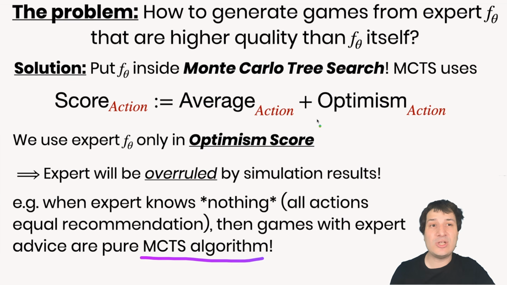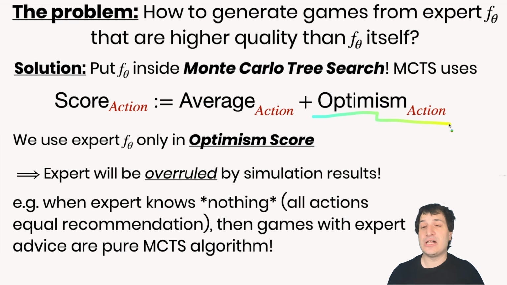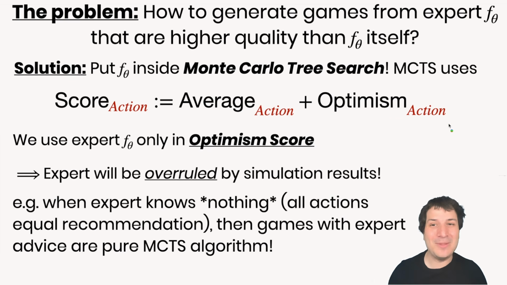So in the situation where the expert doesn't know anything, the optimism bonus is equal for all the moves, and that's what the Monte Carlo Tree Search algorithm does. If you want to know more about this, I really highly recommend you go watch that previous video that I made on Monte Carlo Tree Search. I think it's a really cool algorithm that works even without any neural networks or anything like that.